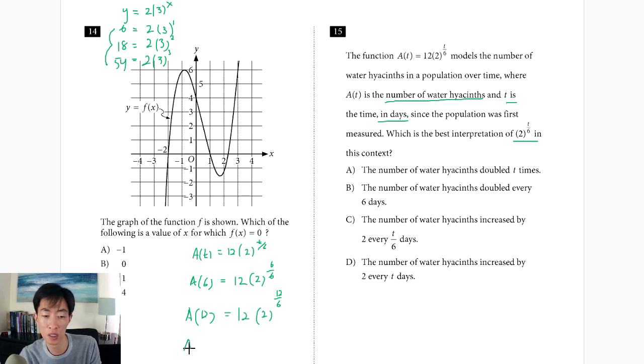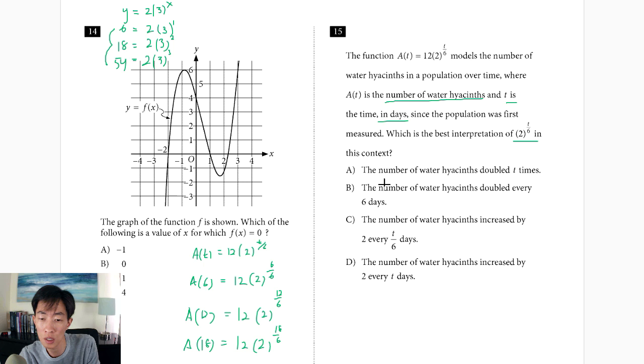Just for demonstration, at a of 18, another 6 days has passed, so it's going to be 12 times 2 to the 18 over 6, which is 2 cubed. So basically from this, we can tell that the population is going to double every 6 days, because every 6 days the exponent changes by a whole number 1. So let's look at the answer choices.